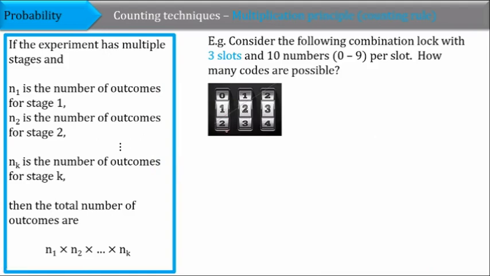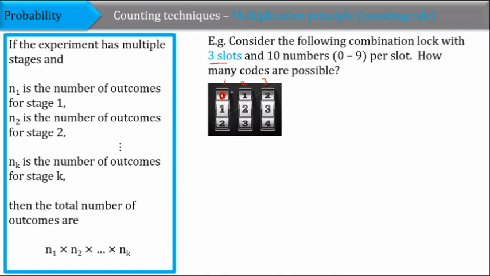And let's have a look at another one. Now I trust that everybody is familiar with these combination locks, where there are little wheels inside and you have to roll them until you get the right combination of numbers to open up the lock. It says consider the following combination lock with 3 slots. These are the 3 slots, 1, 2 and 3 slots, and 10 numbers per slot.